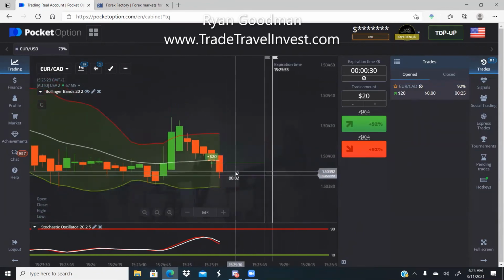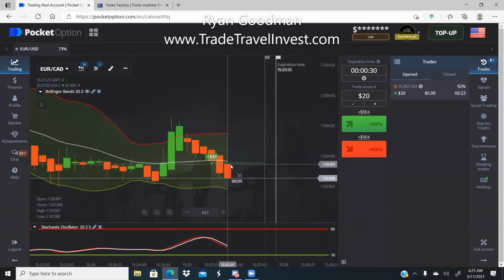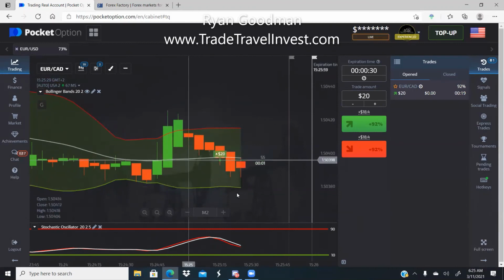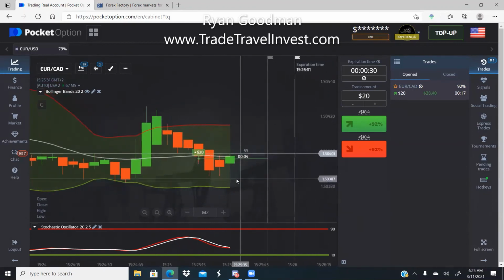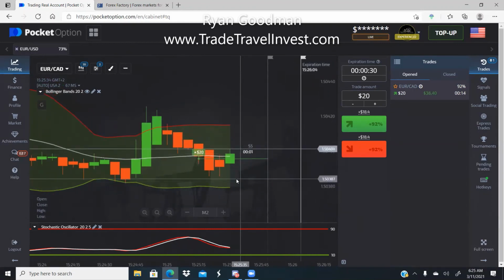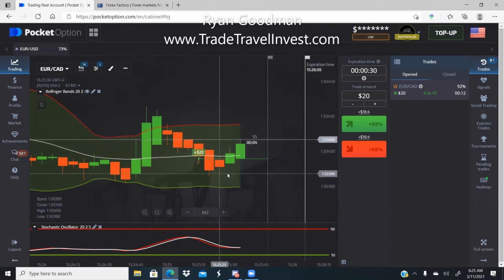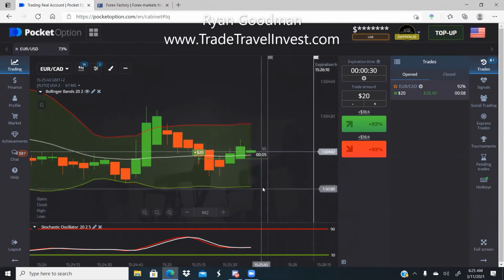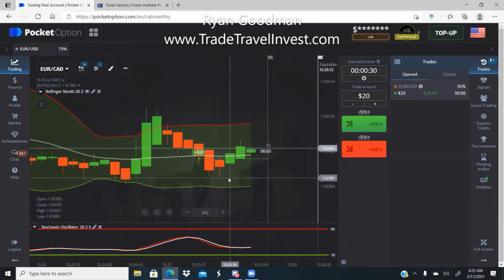So I got my entry on EuroCAD right below the middle Bollinger Band here, hoping we're going to see resistance off of this area and push to the upside like it has been doing. So there we go. We just pushed into profit on this one. And you guys had a lot of time to get in on this trade because it kind of dropped right below our entry for a little bit and then lingered there.